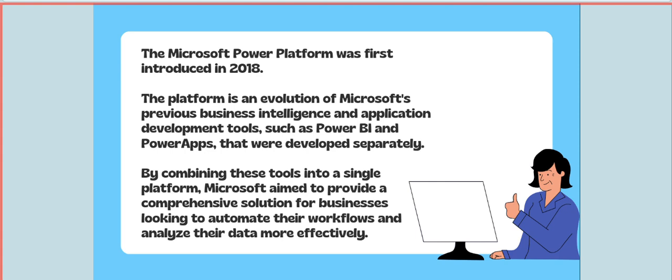By combining these tools in a single platform, Microsoft aimed to provide a comprehensive solution for businesses looking to automate their workflows and analyze their data more effectively. The central word for the Microsoft Power Platform is the word data.